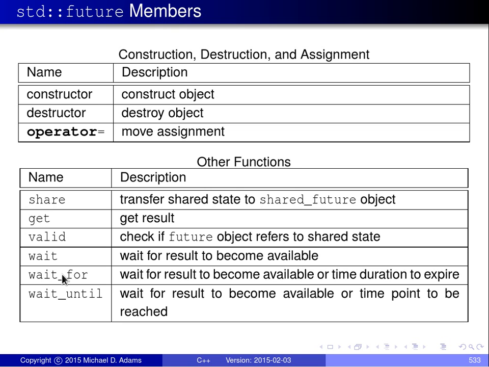And then we have wait for and wait until, which essentially perform a wait operation but with a timeout. So it will wait for a maximum period of time. If that timeout expires, the wait will return even though no value is actually yet made available in the future object. And the only difference between wait for and wait until is wait for specifies the timeout in terms of a time duration, whereas wait until specifies the timeout in terms of an endpoint in time.